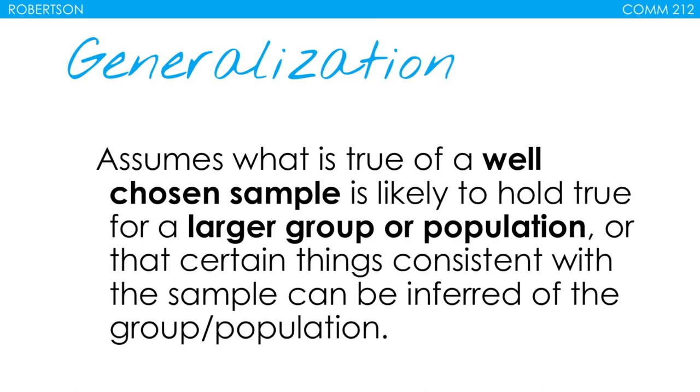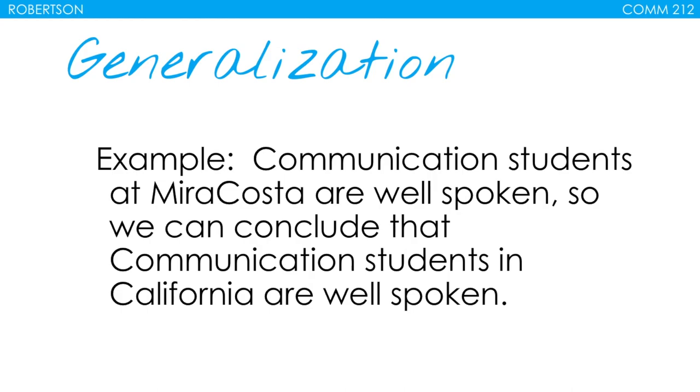So here's an example. Communication students at MiraCosta are well-spoken, so we can conclude that communication students in California are well-spoken. And just if you're not in California, MiraCosta is in California, just so you know. So what you have here is a well-chosen sample, a sample of community college students with a particular major, and then from there you're able to generalize to a larger population. We're saying it was hopefully big enough, specific enough, and representative enough to really be able to make this sort of generalization. It's not perfect, but this would be the way that you could structure this argument.